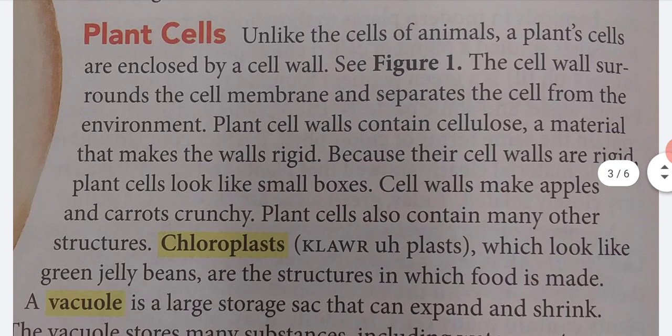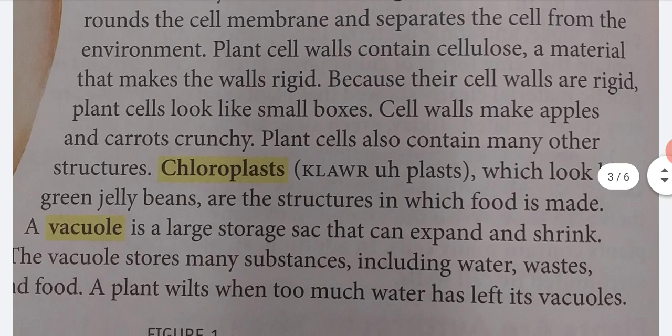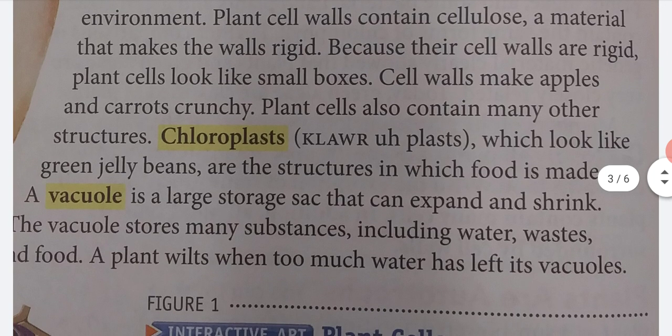Plant cells. Unlike the cells of animals, a plant's cells are enclosed by a cell wall. The cell wall surrounds the cell membrane and separates the cell from the environment. Plant cell walls contain cellulose, a material that makes the walls rigid. Because their cell walls are rigid, plants look like small boxes. Cell walls make apples and carrots crunchy.